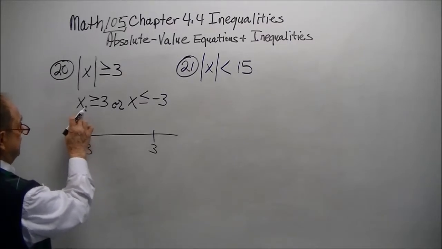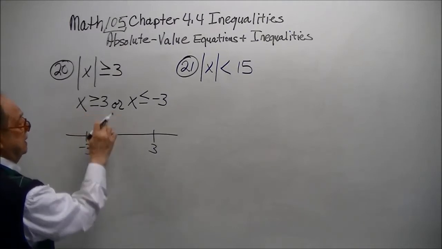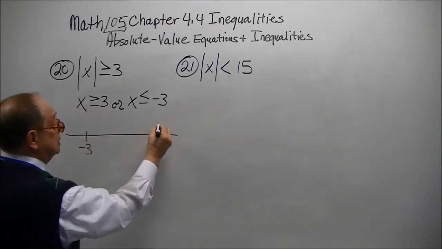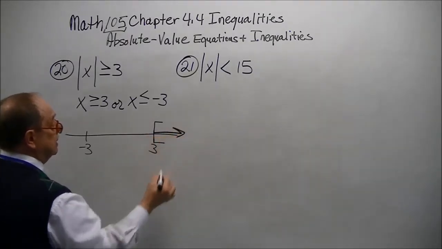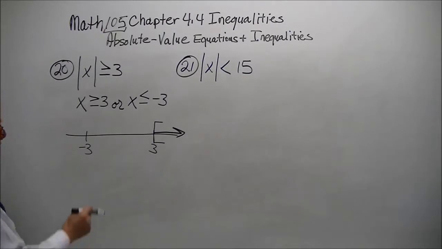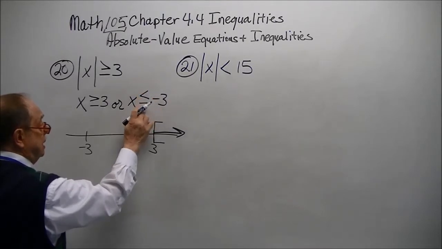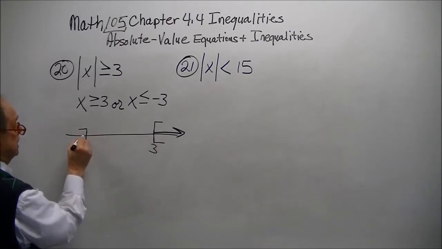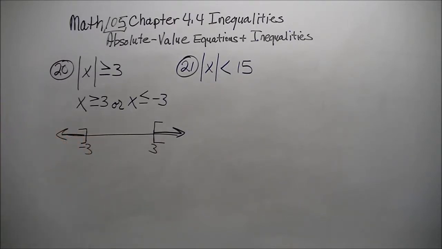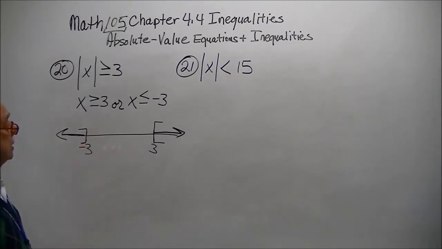And here we're saying that x is greater or equal to 3. So at the 3, we're going to include 3 by putting a bracket there and then extending our line out this way. And then here we're saying that x is less than or equal to a negative 3. So we put a line, again a bracket, and a line extending out this way. So as you recall, this is a disjunction from an earlier lesson, and that's the graph.